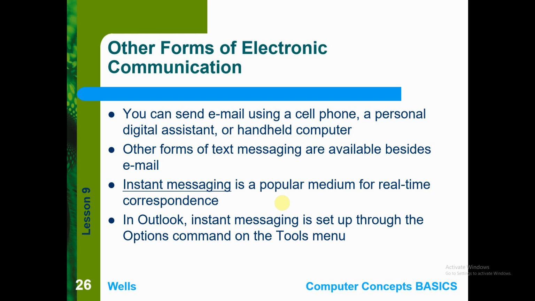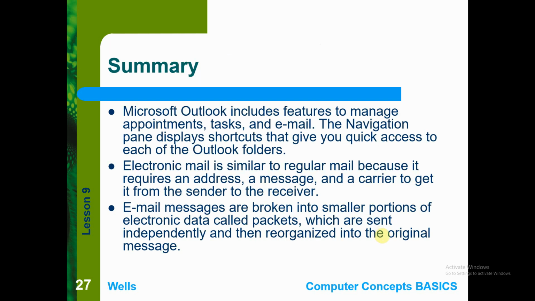In Outlook, set up instant messaging in the options command in the tools window. Outlook has instant messaging which can function when you don't want to email. To summarize, it has features to manage appointments and tasks in email. The navigation pane displays shortcuts that give you quick access to the folders. Email is similar to regular mail, requiring an address, message, and carrier to get it from the sender to the receiver. Messages are broken into data packets, sent independently, and reassembled into the original message.